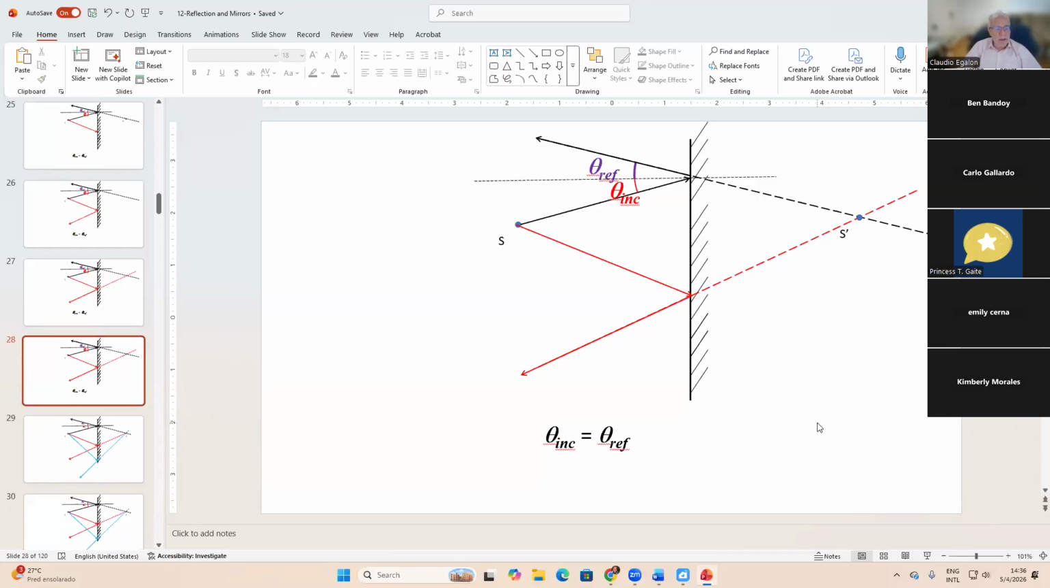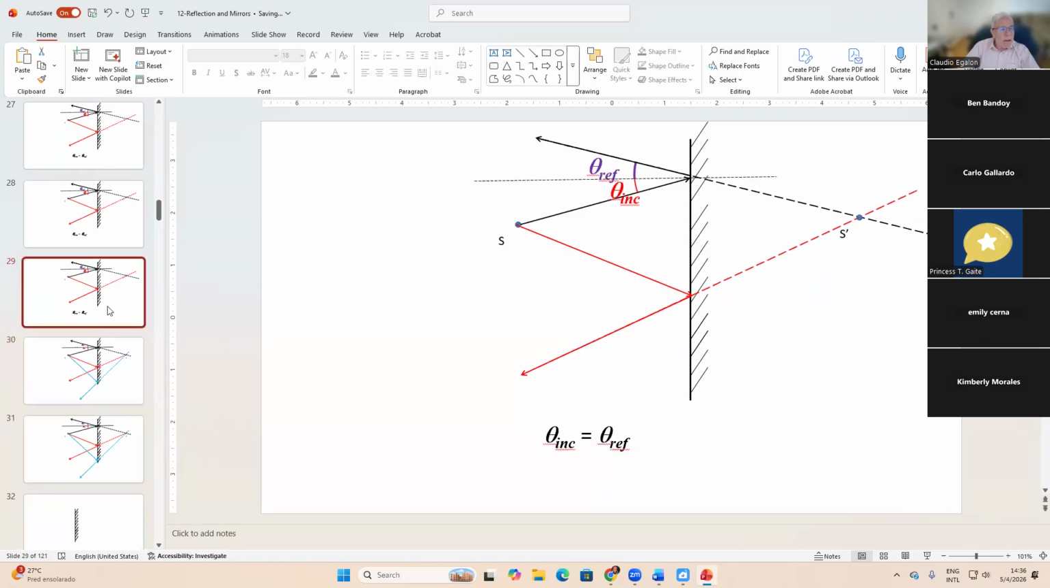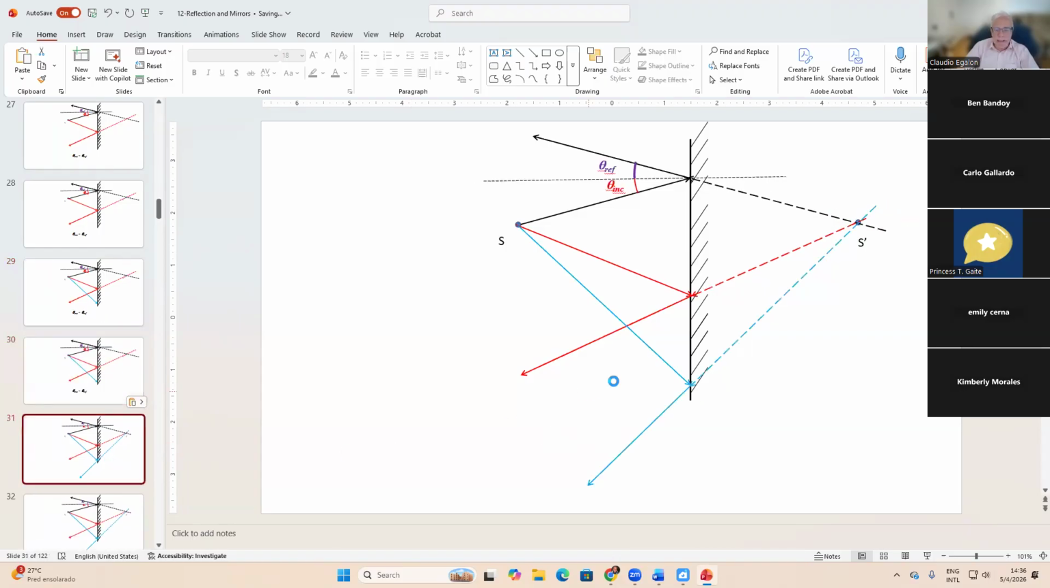You can repeat the same procedure for a third light ray if you want to make sure everything is working, right? Here you go. Here is the third light ray in blue color, which is going to be reflected at the same angle of incidence.